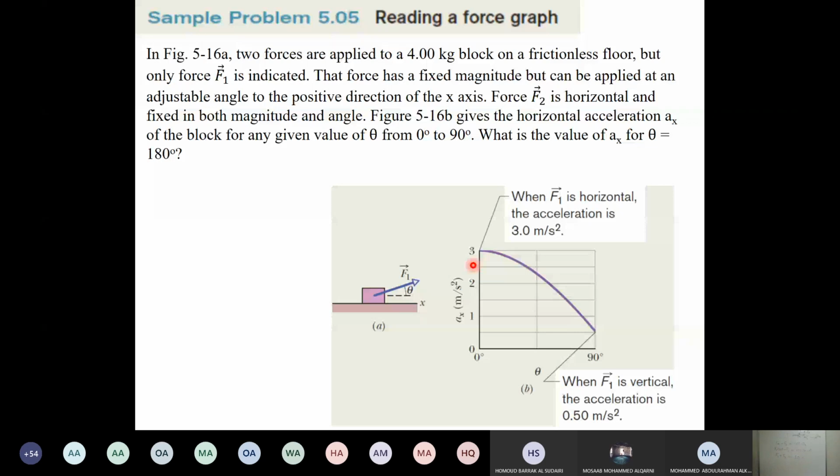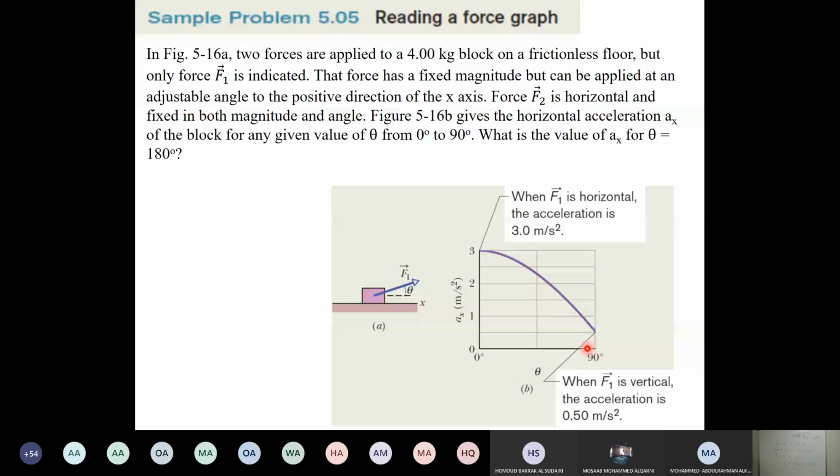Now, we consider the second case, and in that case, we are taking the angle equal to 90. So when the angle is 90, the acceleration AX is 0.5. So what we will be doing, cosine 90 is 0, so therefore we are left with only the F2 force. And on the right side, the mass is 4 and the acceleration is 0.5. So it is giving us 2 Newton.